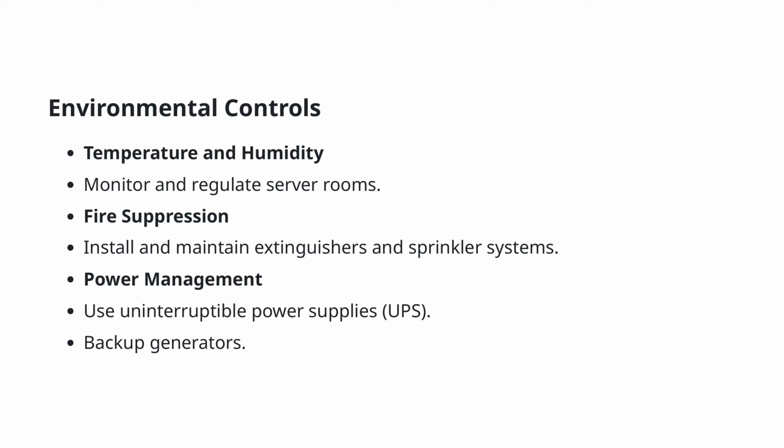Power management is another vital aspect. Using uninterruptible power supplies, UPS, ensures that your systems remain online even during power outages. For enhanced reliability, incorporating backup generators can provide an extra layer of security against extended power failures. In summary, by managing these environmental controls effectively, you can greatly reduce the risks associated with operational disruptions and equipment failures.